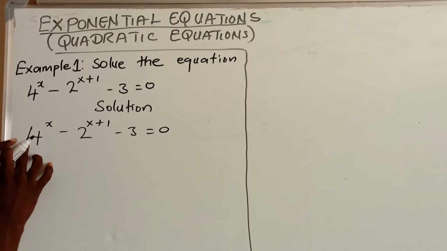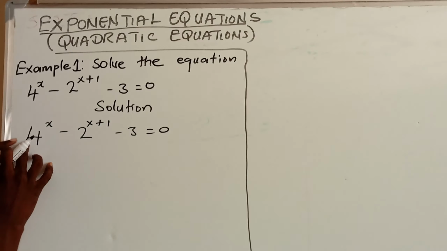2x. Minus, you separate this one. Mind you, we get this from the law of indices, that is the multiplication law of indices. So we say 2 raised to the power x times 2 raised to the power 1, minus 3 equals 0.